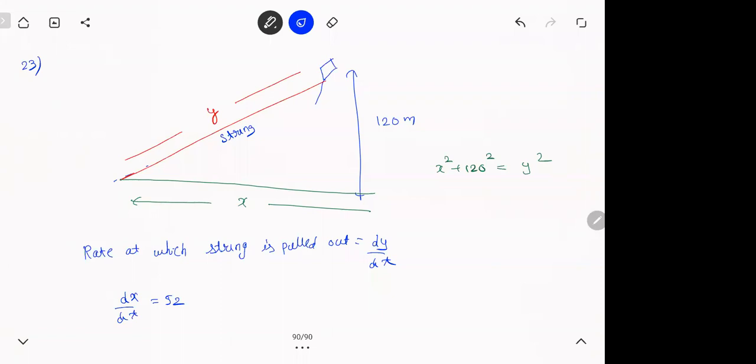Okay. So now differentiate this thing on both sides. This would be differentiated with dx. This would be 2x, just differentiate with x. No? This will be 2x dx, 2y dy. And then divide by dt. That will be 2x, 2 will cancel.